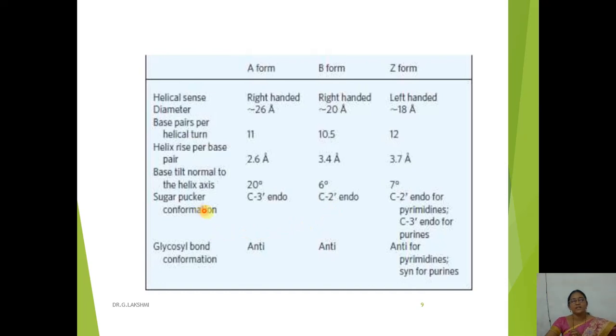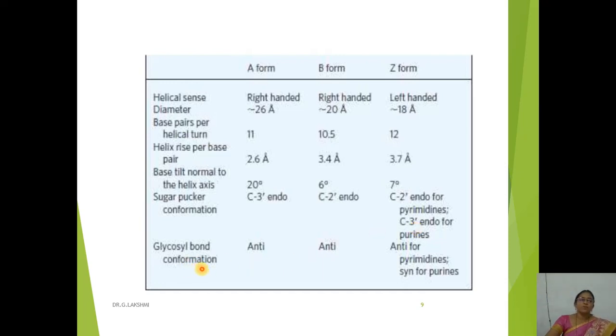Understand what is sugar pucker conformation? Sugar puckering means sugar wrinkling, or the sugar molecule shrinks. During the shrinking, the third position becomes hindered for the A form and the second position of the sugar becomes hindered for the B form. Whereas for the Z form, you see here, endo means the functional group becomes inward. The second functional group becomes inward in pyrimidines, whereas for the purines the third functional group becomes inward.